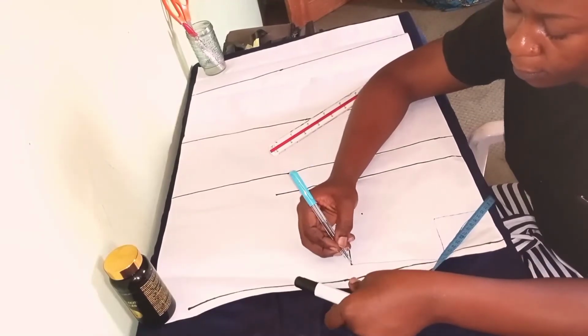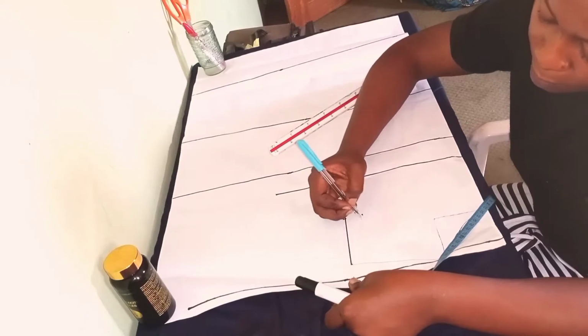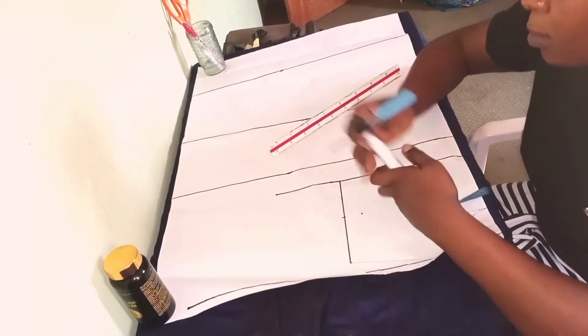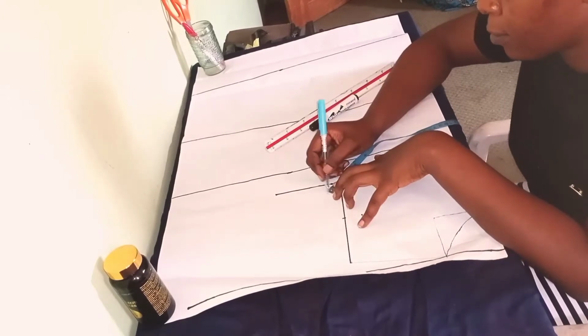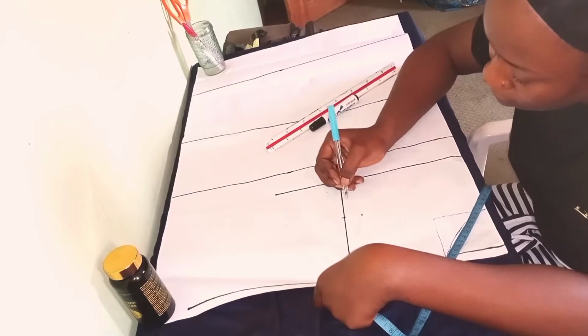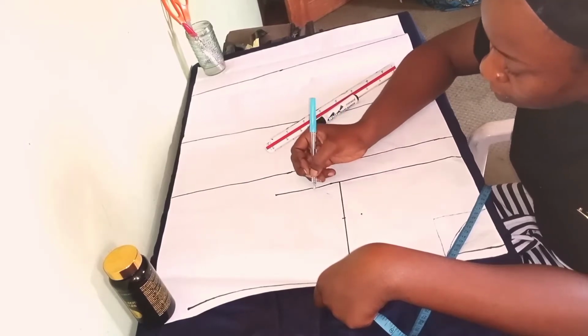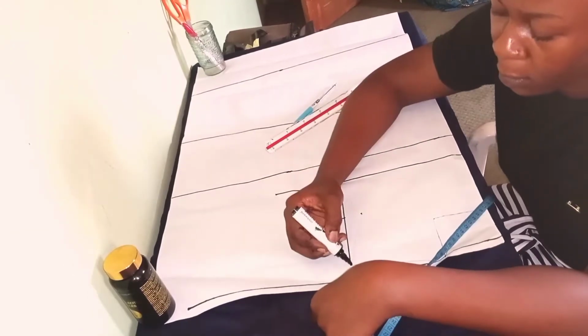So please don't mind me. I actually don't have a curve ruler yet, so I'm using my hand, and that is the reason why I'm using a pen to trace it out first before using a marker. So that's why you can't see it clearly, but I'm still going to trace it out with a marker. I actually don't want to make a mistake, that is why I'm using a pen first.